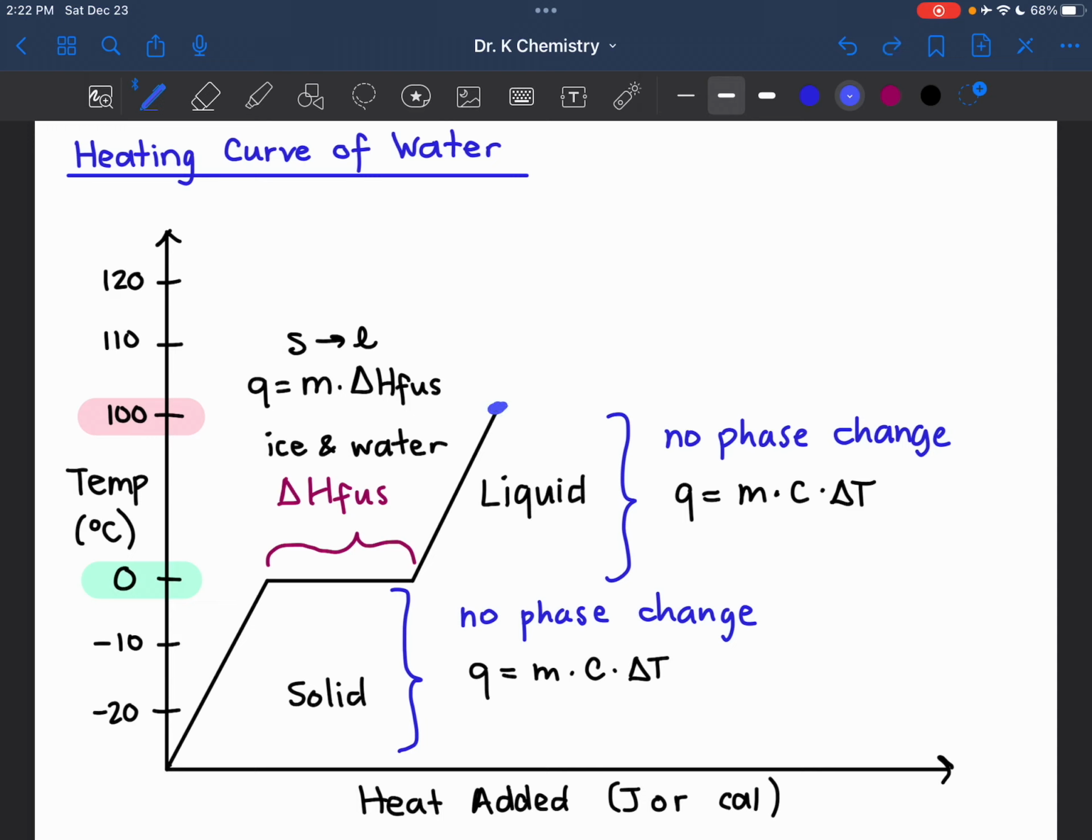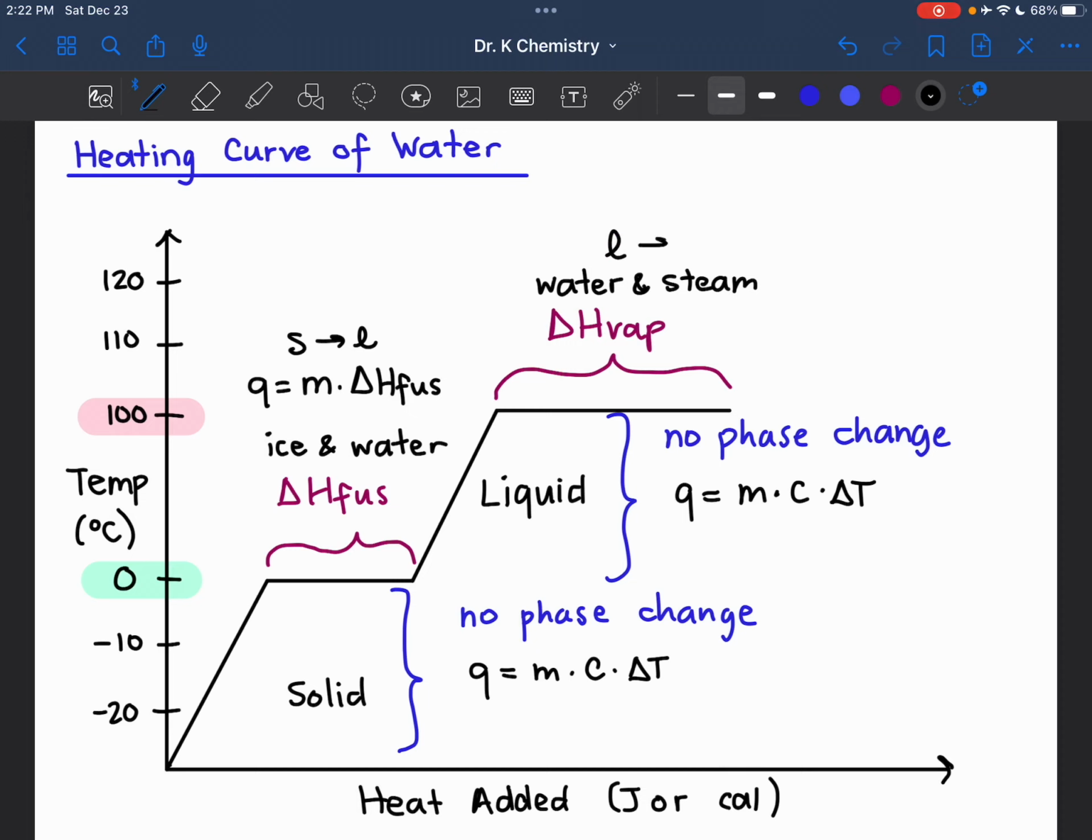Now, once we hit the end of that process, so once we reach 100 degrees Celsius, which is the boiling point of water, that liquid is going to start changing into gas. And this is what we call the heat of vaporization. So here we have a mixture of water and steam, which is both liquid and a gas. We have a mixture. And here we do have a phase change.